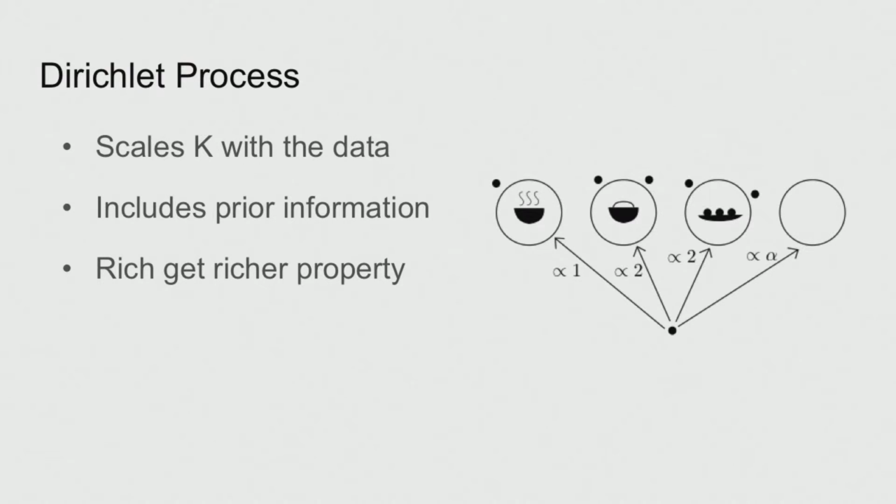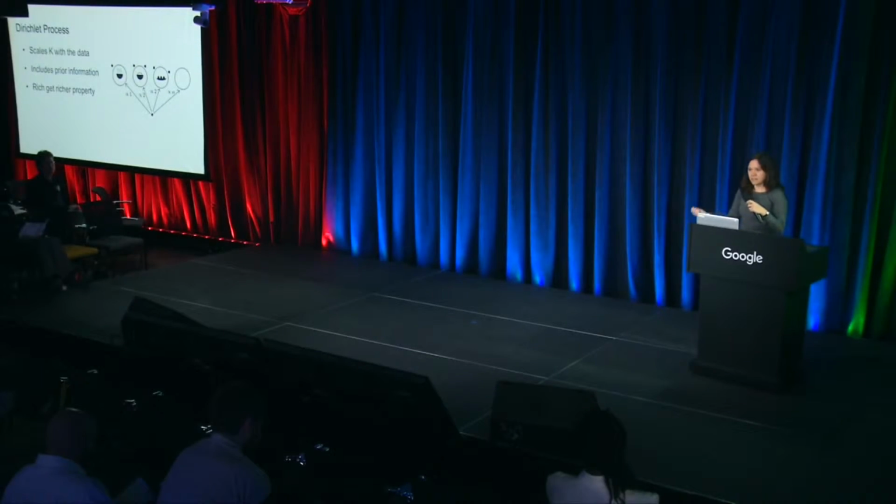For clustering, we use a stochastic process known as the Dirichlet process, which allows k to scale with the size of the data, includes prior information, and has a rich get richer property. So if we have new data coming in, the probability of this data being assigned to clusters is largely based on how big these clusters actually are.